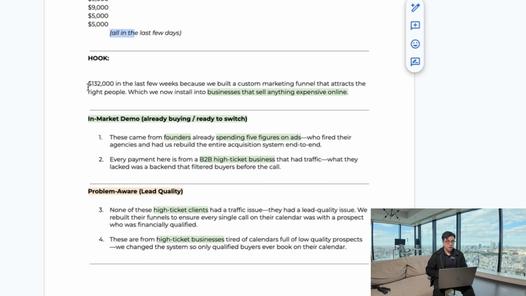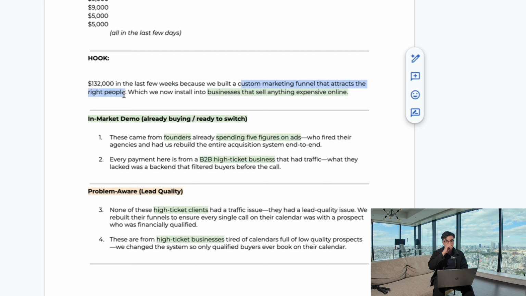And then I have a different hook: $132,000 in the last few weeks because we built a custom marketing funnel that attracts the right people, which we'll now install into businesses that sell anything expensive online. So now this is a longer hook, but this will use big numbers because it's a visualization. $132,000 last few weeks. So instead of last few days, last few weeks. Built a custom marketing funnel that attracts the right people.